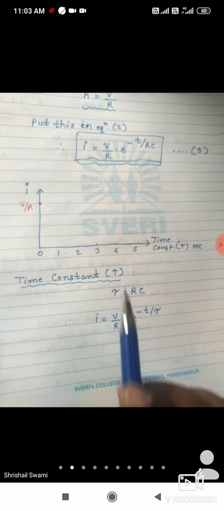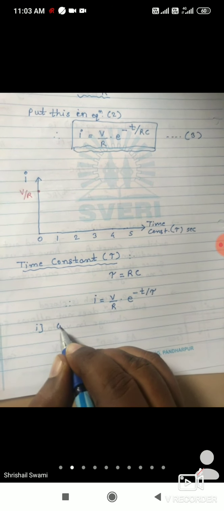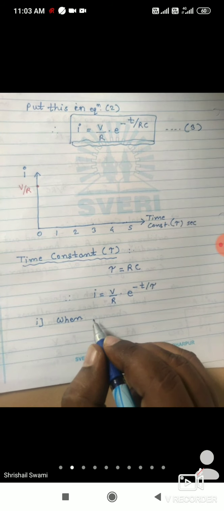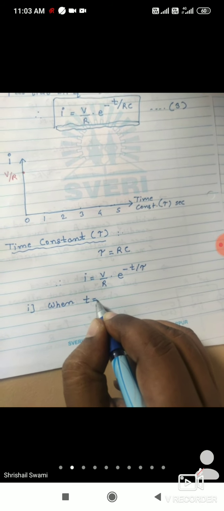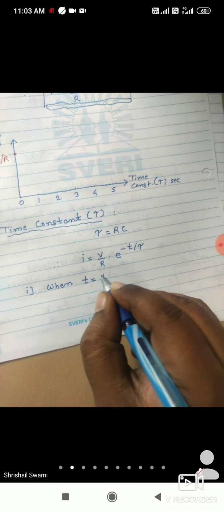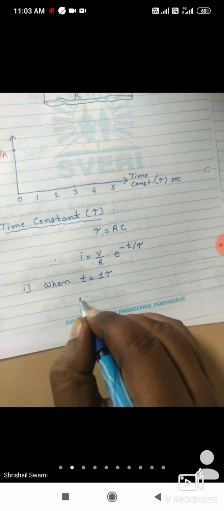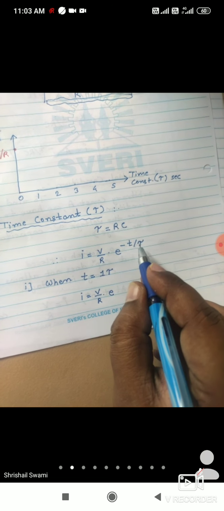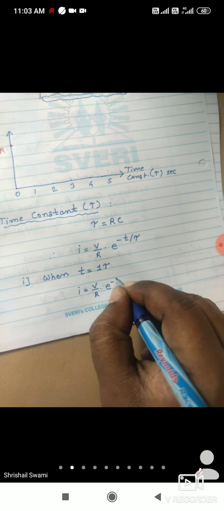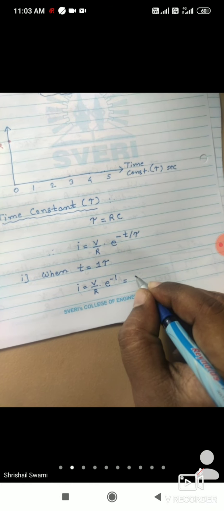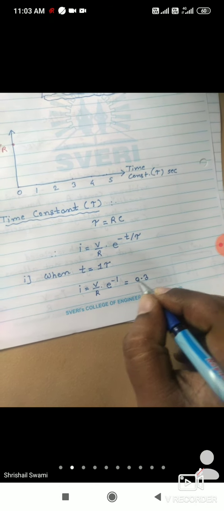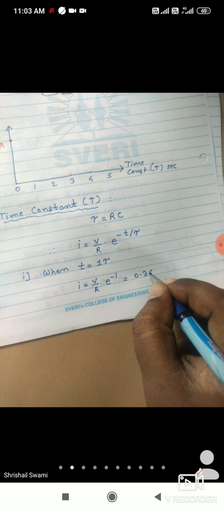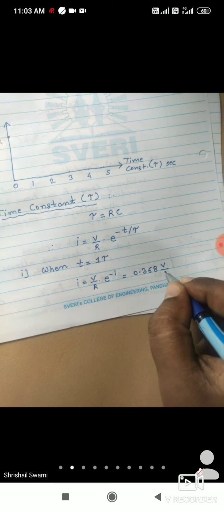We can understand this graph by putting the cases. When t is equal to tau, it becomes I is equal to V by R into e raised to minus tau divided by tau. Tau will get cancelled, that is e raised to minus 1, which is 0.368 of V by R.